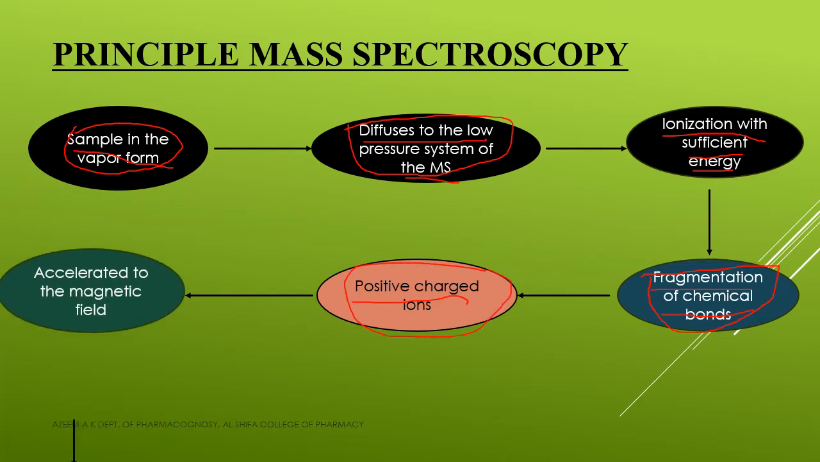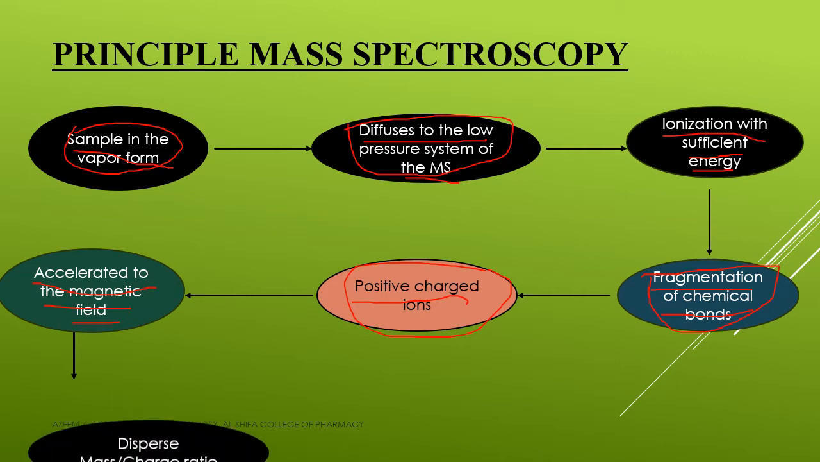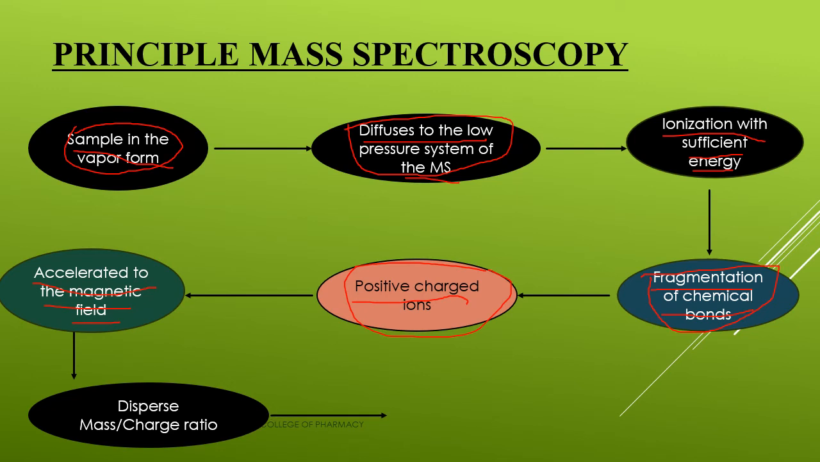Clear? In the next step, this positive charged ion should be accelerated in the magnetic field of the instrument. So the instrument has a magnetic field. After fragmentation, the positive charged ions are formed, and these positive charged ions should be accelerated in the magnetic field. Now in the next step, the mass by charge ratio is dispersed. So when we accelerate these positive charged ions in the magnetic field of the instrument, they will be dispersed according to mass by charge ratio.